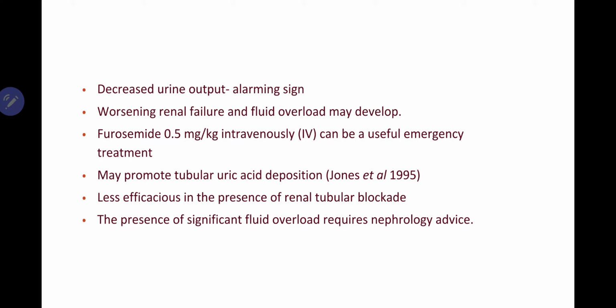So, decreasing urine output is an alarming sign for us, and it can indicate worsening renal failure or that fluid overload may develop in such patients. Only in such patients can we use furosemide 0.5 mg per kg intravenously, but it should be used only as an emergency treatment and should not be used in regular patients. This may also promote tubular uric acid deposition and lead to a worsening of the disease. It is less efficacious in the presence of renal tubular blockages, and the presence of significant fluid overload needs nephrology advice.